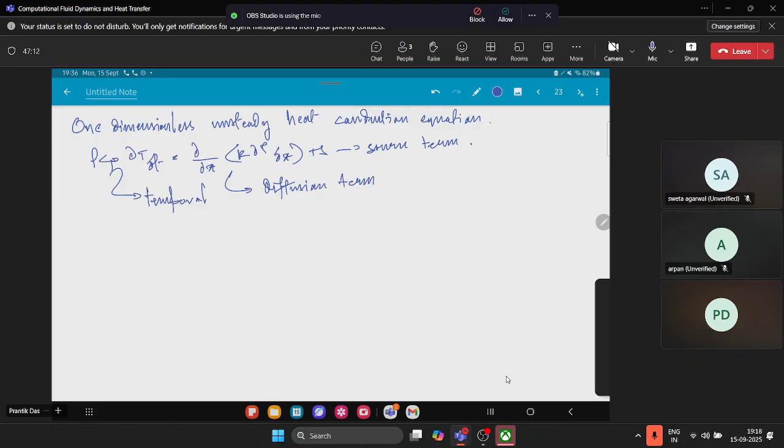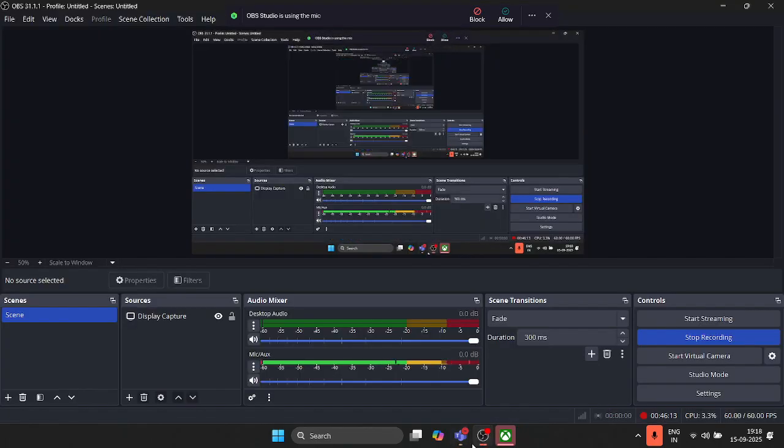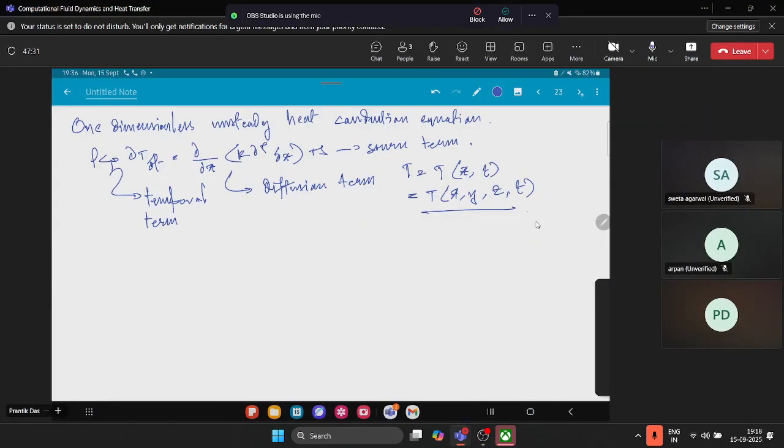So T itself is a function of x and t in this case, since this one is a 1D case. But if it's a 3D case, then it's a function of x, y, z and then t, so spatial coordinates along with the time itself. So how are we going to discretize it?